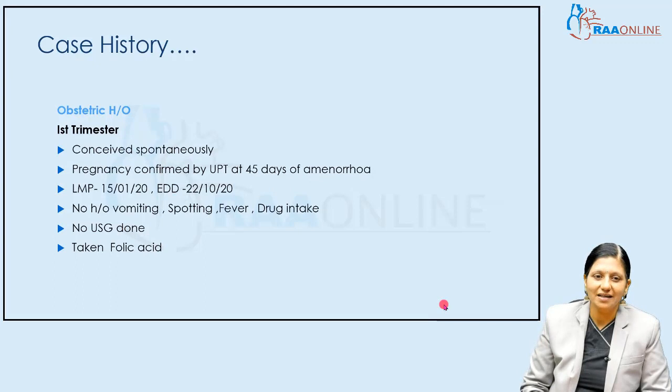In the first trimester obstetrical history, she conceived spontaneously. Pregnancy was confirmed by urinary pregnancy test at 45 days of amenorrhea. LMP 15th January 2020, EDD 22nd October 2020. No history of vomiting, spotting per vaginum, fever or drug intake. No history of any ultrasound done in this pregnancy. The patient has taken folic acid in the first trimester.